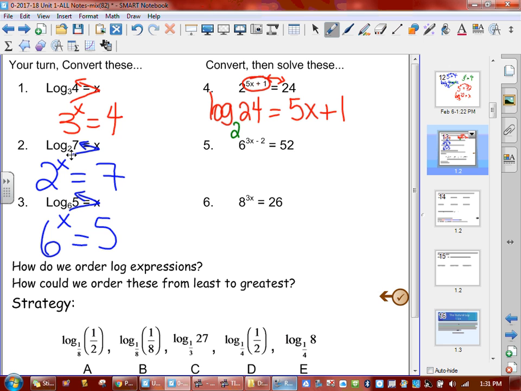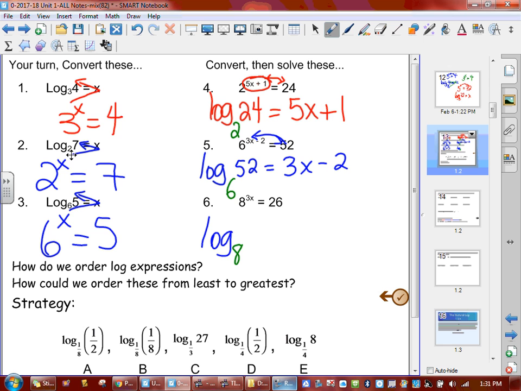So this guy's going to convert. Write the word log. What number do I drop down? 6. Good. And then these guys switch places. So 52 equals 3x subtract 2. Okay? Next one. Write the word log. Who drops down? 8. And the 26 and 3x switch places. 26 equals 3x. Okay, so we've got them at the point where we can now solve them.